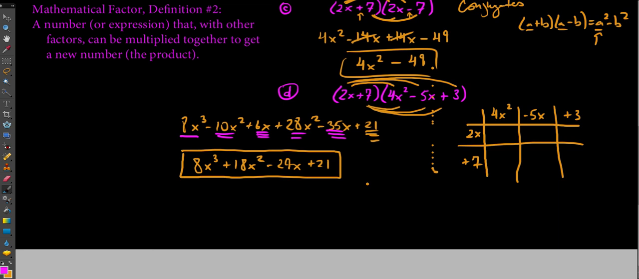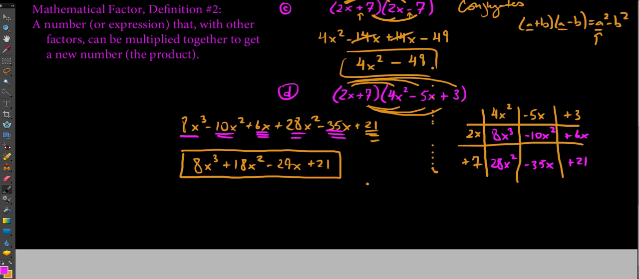This way is a little bit more convenient, I feel like, sometimes, because we can just multiply the row and the column by each other. So 2x and 4x squared, that's our 8x cubed that we had seen previously. 2x times negative 5x is negative 10x squared. And 2x times a 3 is our 6x here. So you can see that we're really computing kind of the same product that we did last time. It's just that it's organized a little bit more cleanly, if you ask me.